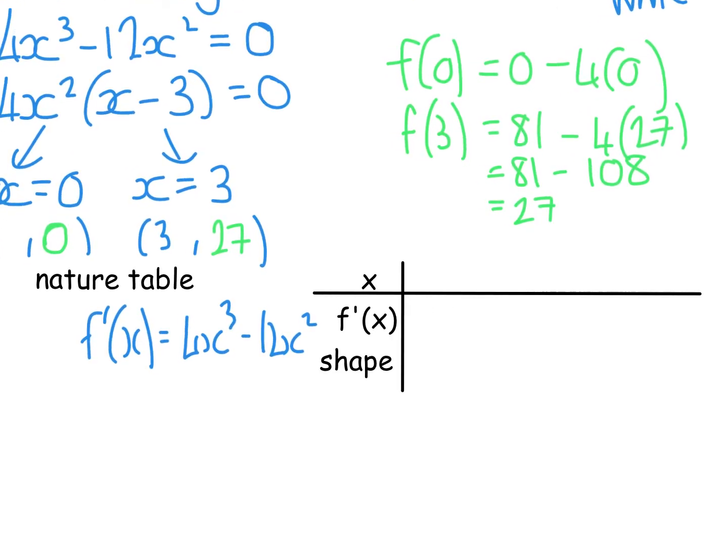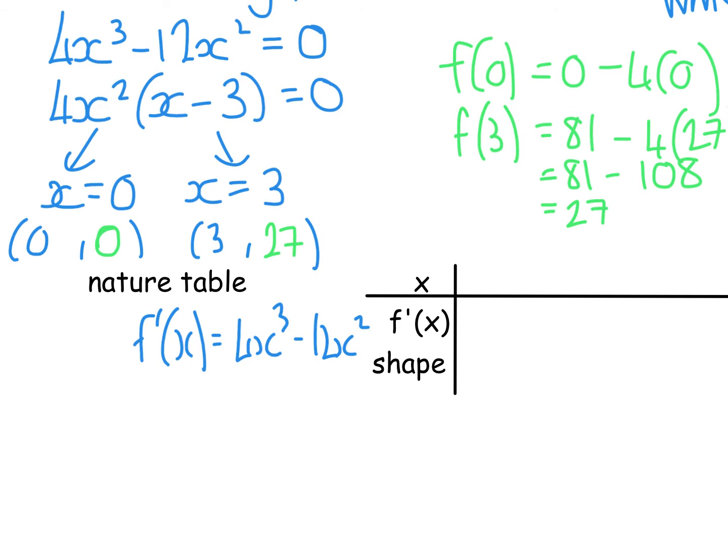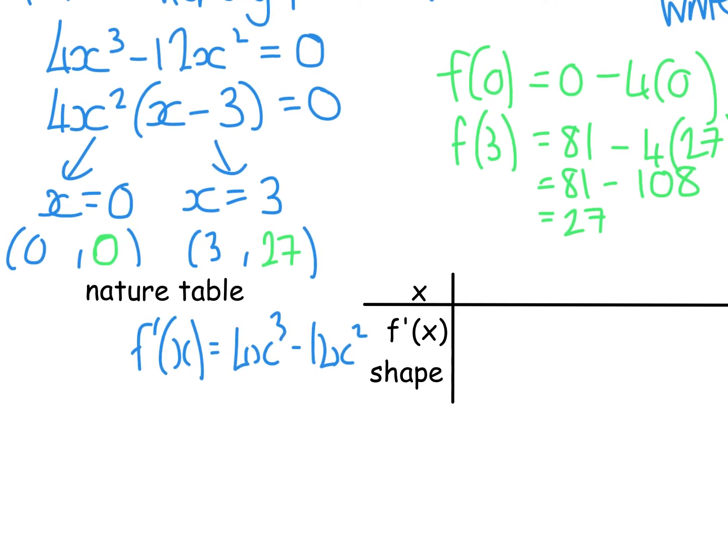So what we do is in the top of your nature table, you put in the values you got for your turning points. So I got 0 and 3. You put them in the table in numerical order. So you do 0 and 3. And what you do is you do an arrow up to the 0, an arrow after the 0, and an arrow after the 3. So I'm interested in the shape of this diagram before 0, between 0 and 3, and after 3.